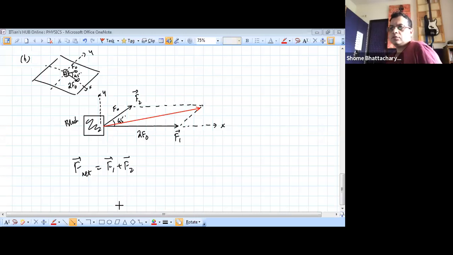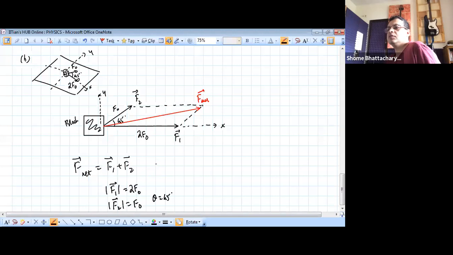Right. So your net force, you can see here, will be in this sort of direction, like this. So you can just use the statement of triangle law here. Magnitude of F1 is 2F0. Magnitude of F2 is F0, and the angle between them is 45 degrees.